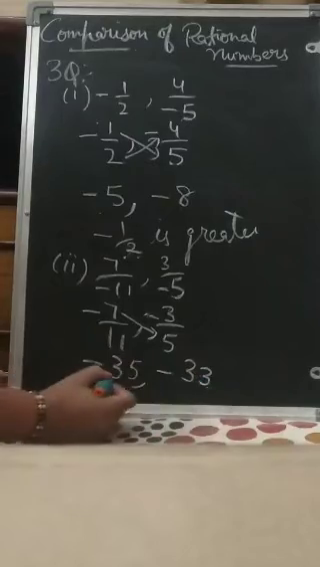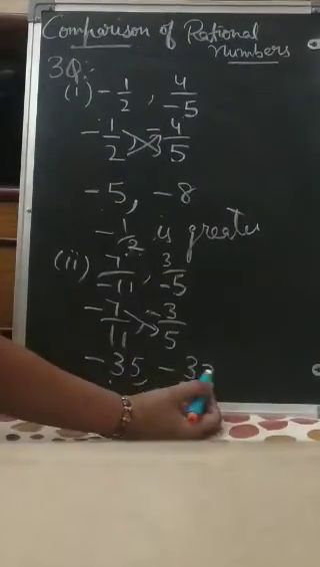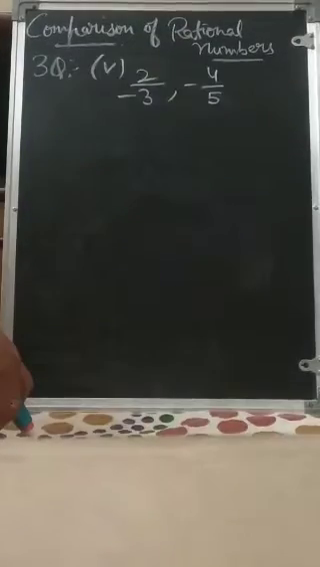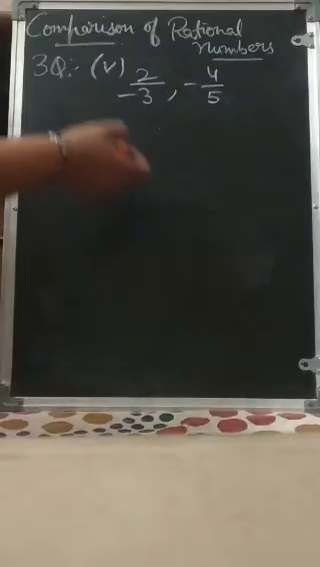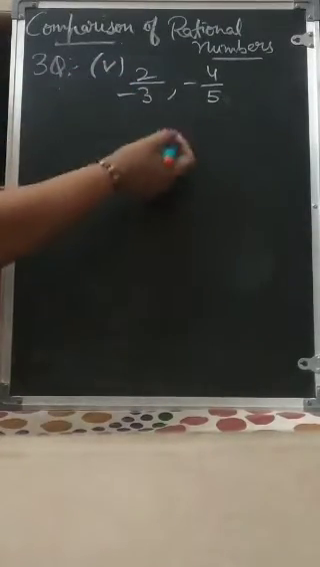Now you will compare these both. Which is big? Minus 33. Minus 33 means this rational number is greater. Okay. Now one more part I can explain. If you want to do the LCM method, then that also I can tell you.